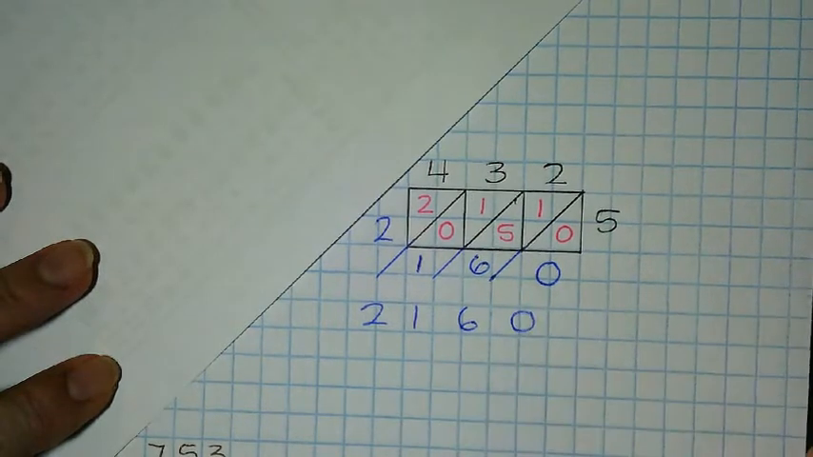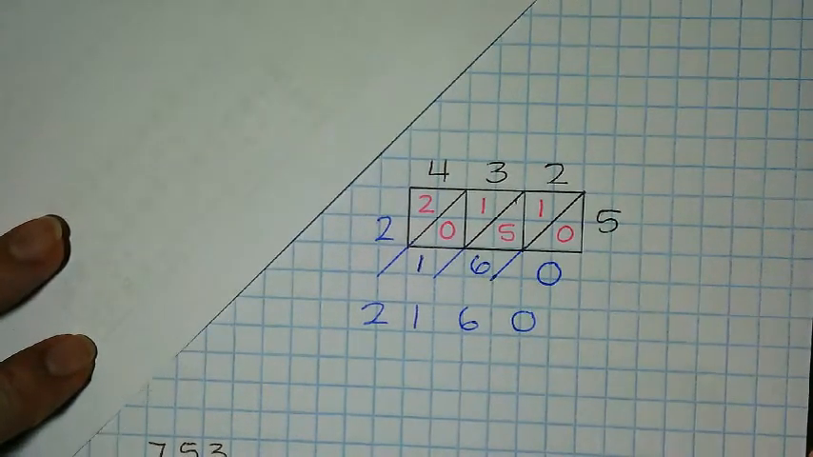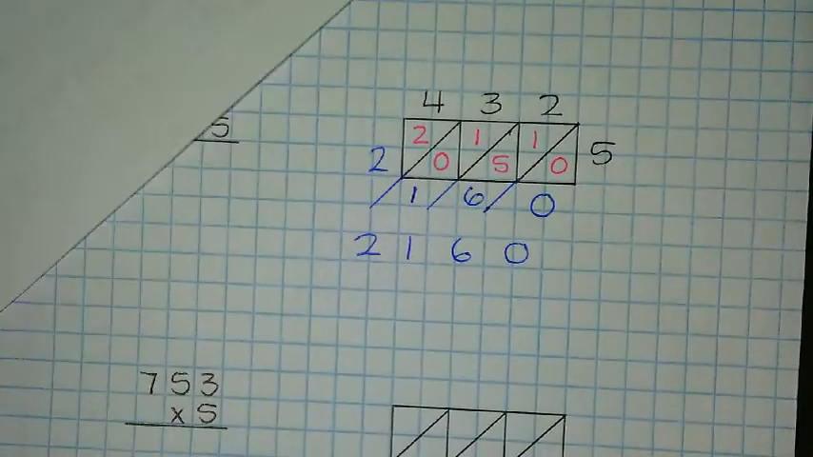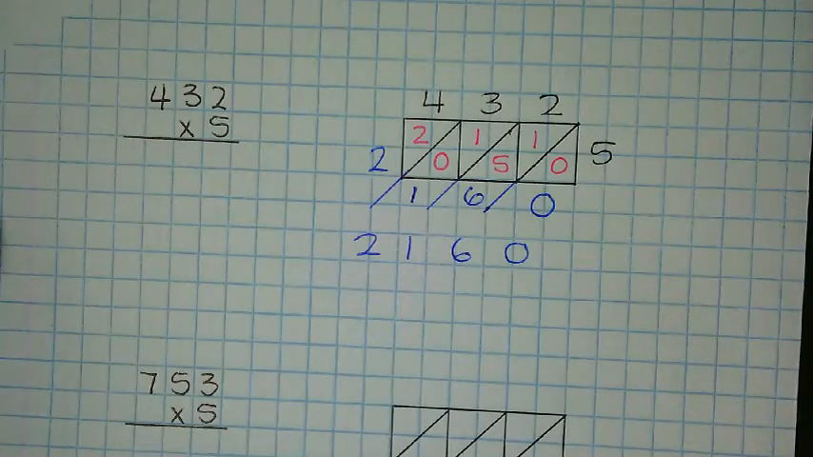Okay, so now if I want to write the answer, it will be 2160. And if you're not sure about the answer, you can check on a calculator if you want to, or you can ask your mom or dad to check for you. They can even join you to do these things because it's a lot of fun. Okay, the next one.